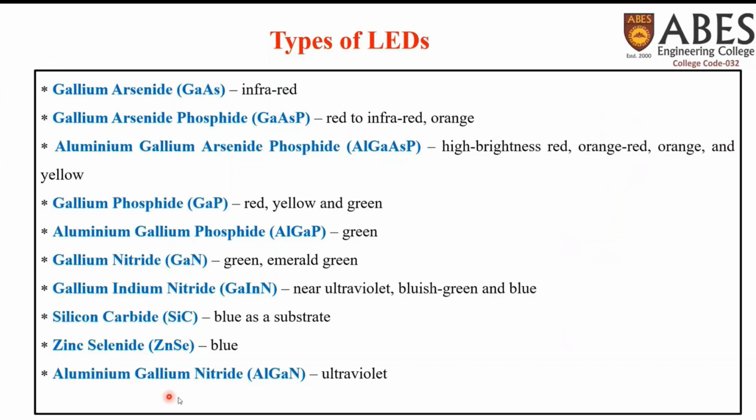Now the screen is showing various semiconductor compounds and the emitted radiation. For example, if we want to have a green light, then we are going to use the material gallium nitride. If we want to have a blue LED, then zinc selenide will be used. So depending upon the radiation we want, we will select the semiconductor material.